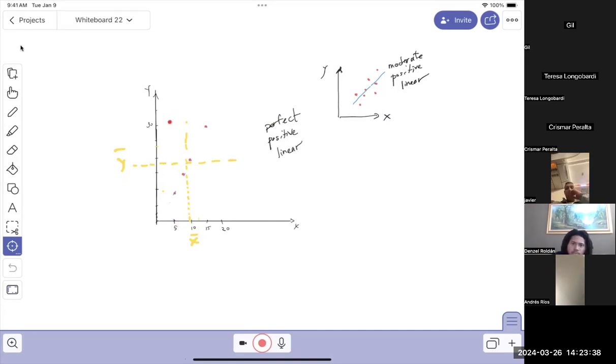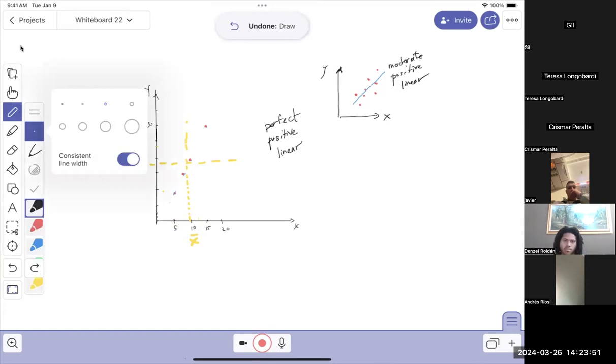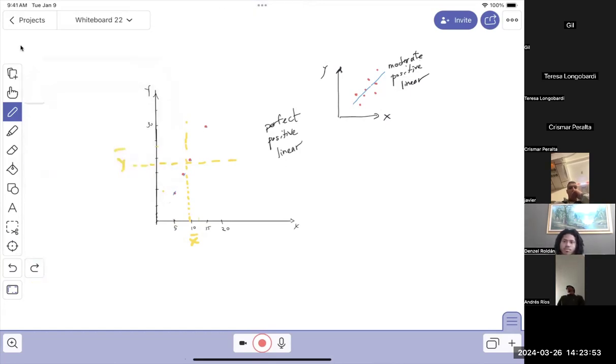Alondra tells us it's lower. So we have a pattern. This is our pattern, and it describes a positive pattern. When X is high, Y is also high. But also, when X is low, what do we find about Y?